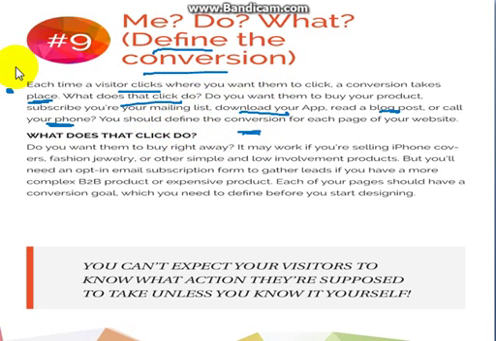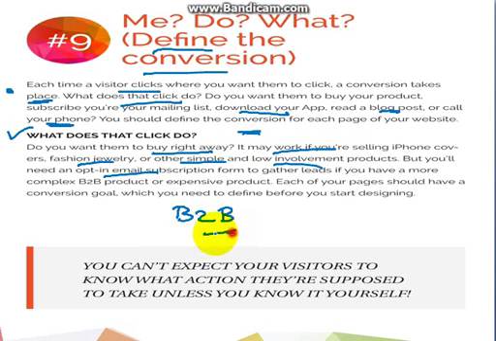So what does that click do? You know, do you want them to buy in the right way? If you are selling low involvement products, like for example fashion jewelry, you are able to obtain mail subscriptions and gather some leads. Basically that is different for complex B2B products and expensive products, but each of your pages should have a conversion goal. So that should be used to define and start designing.